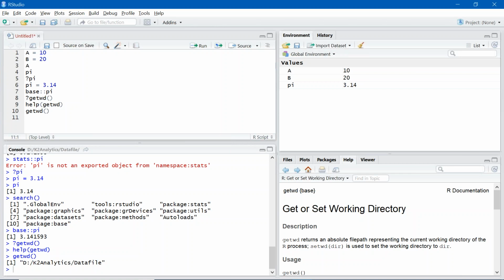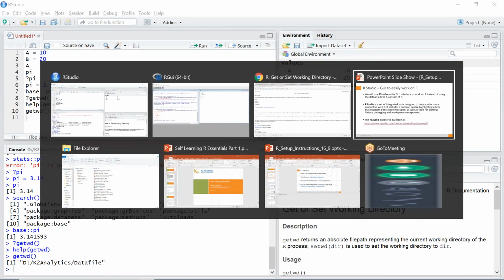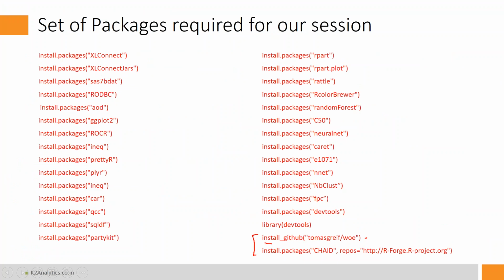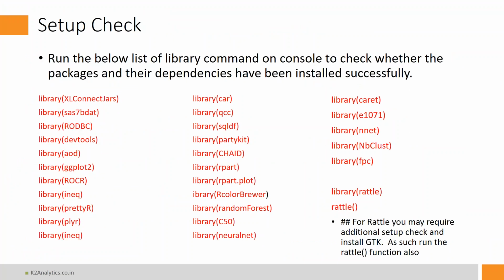So just ensure when you come for the next session, you have R and RStudio installed. And as I mentioned in the presentation, these are the set of packages, install and execute them. We will require them at a later stage. Once we have already installed, then we need not install it again. How to check whether the packages have been installed? Run the library command. So those packages will get loaded. If they fail to load, which means you don't have it. As simple as that.